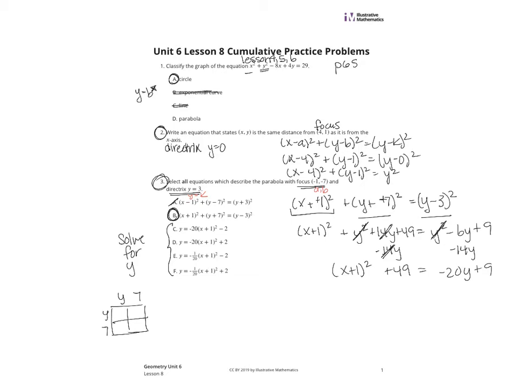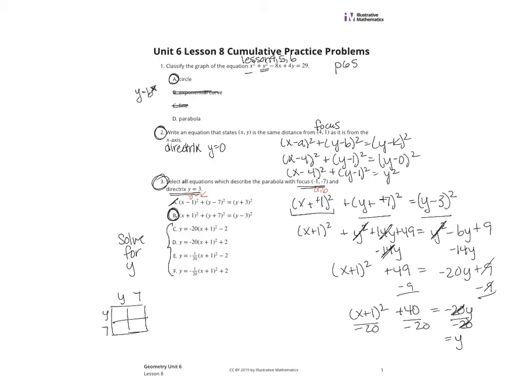I'm still working on getting that y term by itself. So let me subtract 9 over. My 9's cancel. And I get x plus 1 squared plus, what is that, 40 equals negative 20y. I'm not done yet. I haven't really solved for y. So I'm going to divide by negative 20. And now my negative 20s cancel.